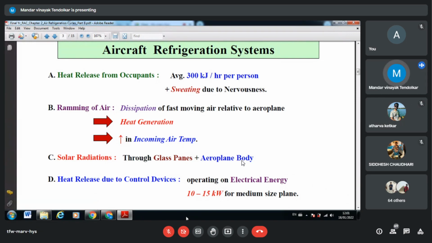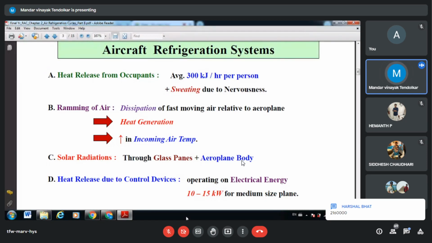Fine. So calculate 300 into 16-hour journey into 450 people. How much is the energy, or rather heat? So 2160 megajoules. So now you can see yourself that it is like a power plant.